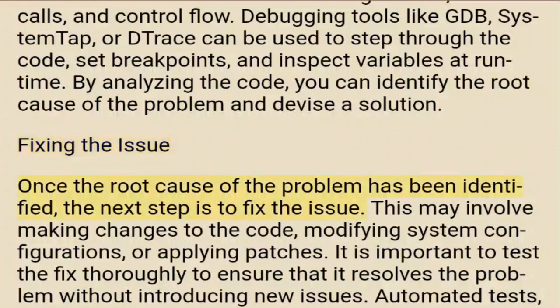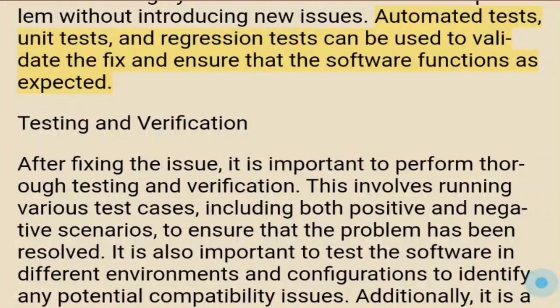Fixing the issue. Once the root cause of the problem has been identified, the next step is to fix the issue. This may involve making changes to the code, modifying system configurations, or applying patches. It is important to test the fix thoroughly to ensure that it resolves the problem without introducing new issues. Automated tests, unit tests, and regression tests can be used to validate the fix and ensure that the software functions as expected.